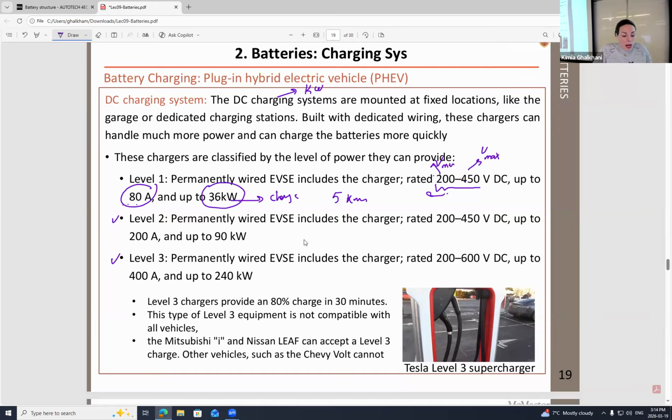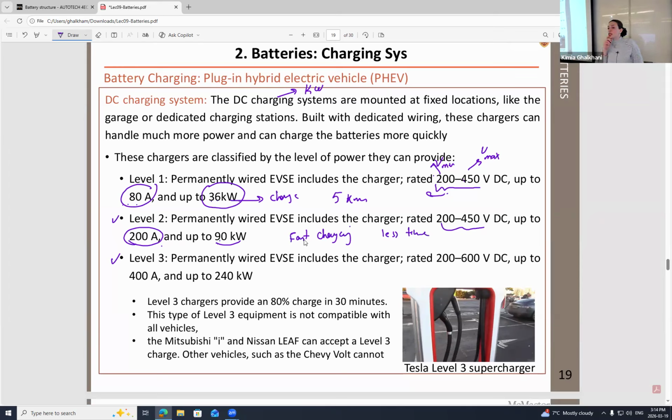It's not. But if you're looking at level 2, the voltage rate is still the same, but you are going to have a little bit faster charging in here. It can handle fast charging since you have 200 ampere, meaning you are going to fast charge and get up to 90 kilometers. Fast charging means less time.